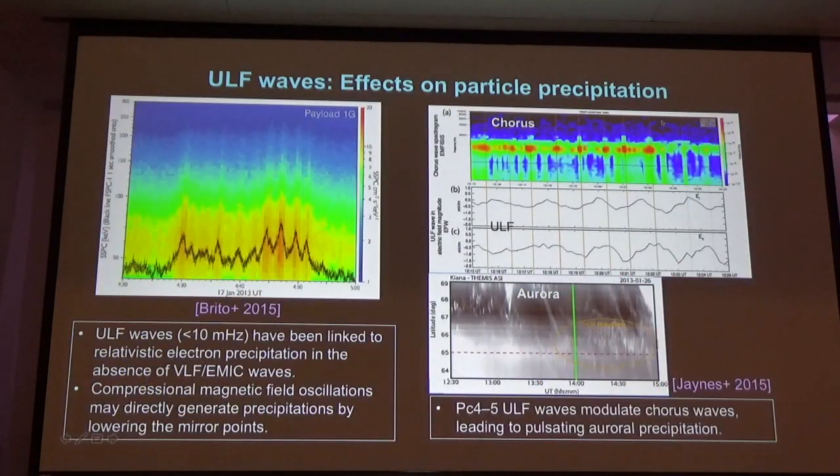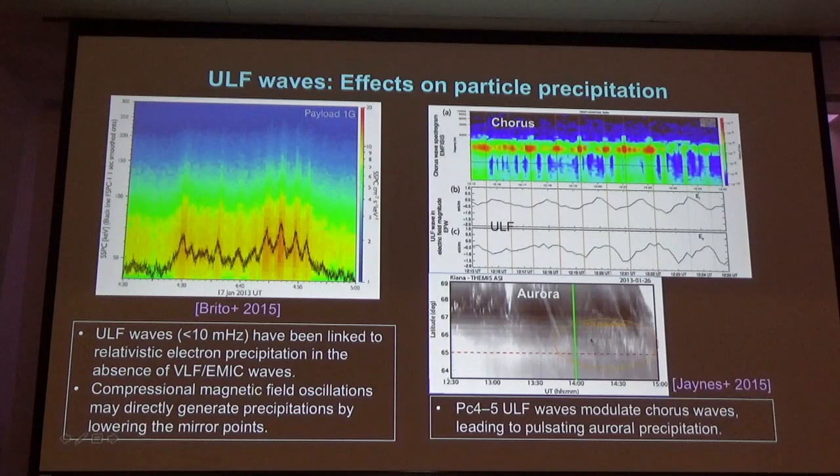And the ULF waves have been linked to the relativistic electron precipitation. This is an example from Barrow showing the modulation of the relativistic electron precipitation. In this case, no ULF or EMIC waves were observed in the conjugate location. So by using a simulation, Brito et al. demonstrated that the compressional magnetic oscillation may directly generate the precipitation by lowering the mirror points.